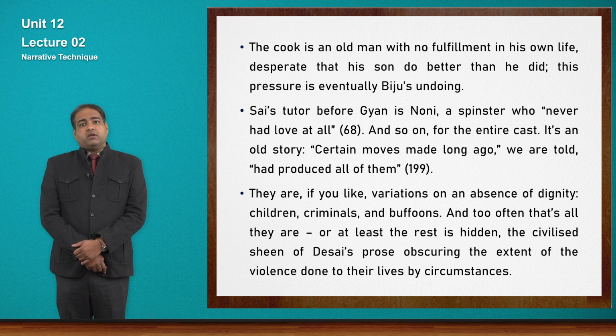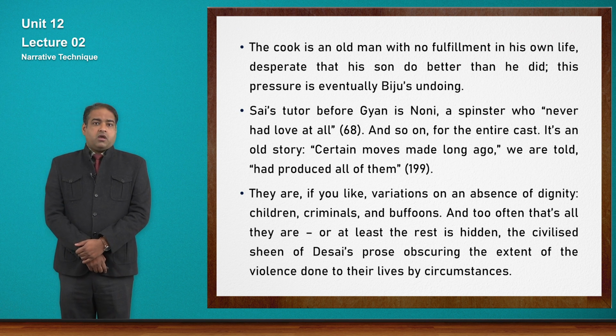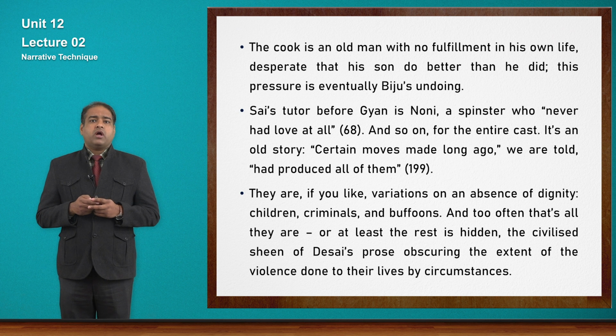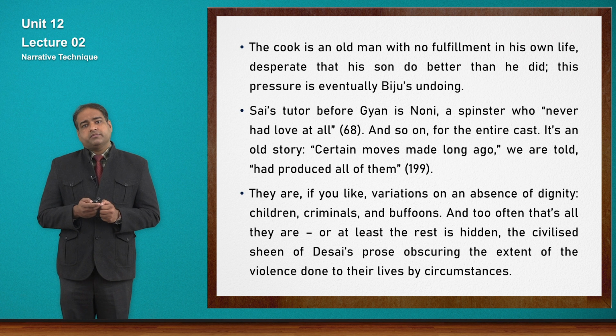The cook is an old man with no fulfillment in his own life, desperate that his son do better than he did. This pressure is eventually Biju's undoing. Friends, if we talk about the case of the cook and Biju, we see that the cook is pressurizing his son to go abroad and earn money, which is why Biju is thrown out of different jobs. Biju is not a self-motivated person. He was forcefully sent to America by his father, and which is why he was not able to make himself successful and earn money in America.